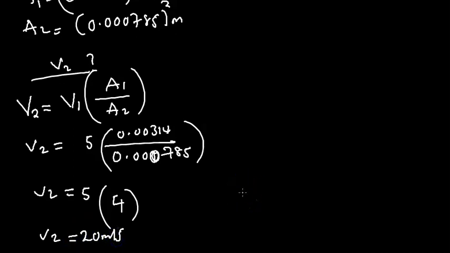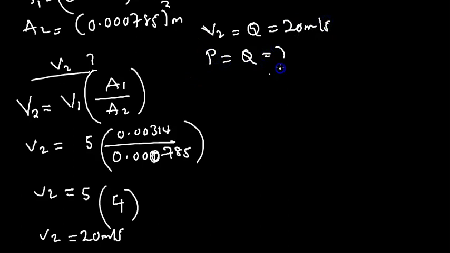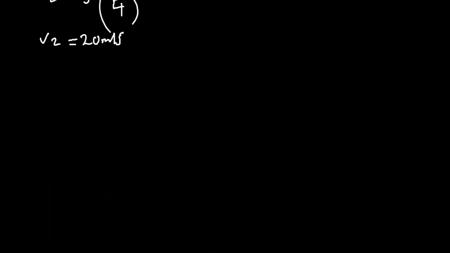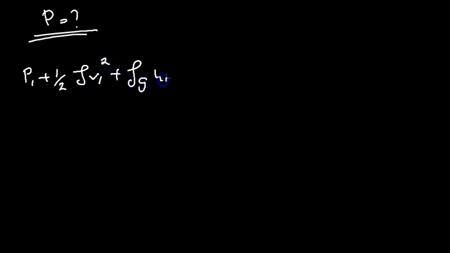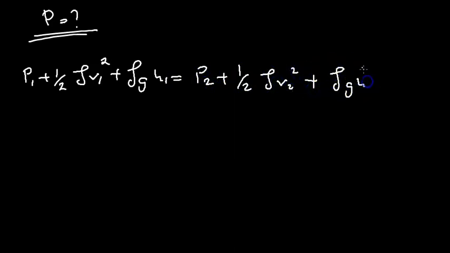So at this point, we can finally use Bernoulli's equation to find the pressure at Q. Here we have the velocity at Q, which is 20 meters per second. What about the pressure at Q, which is still unknown? Let's put down our equation. Bernoulli's equation is P1 plus a half rho V1 to the power of 2 plus rho g h1, which equals P2 plus a half rho V2 to the power of 2 plus rho g h2.